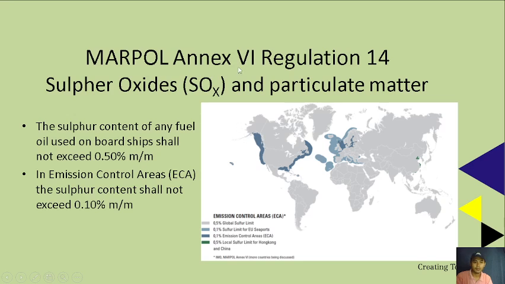Annex 6 Regulation 14, sulfur oxides and particulate matter. The sulfur content of any fuel oil used on board a ship shall not exceed 0.50%. In emission control areas, or ECA areas, the sulfur content shall not exceed 0.10%. These are the emission control areas, those with the highlights.